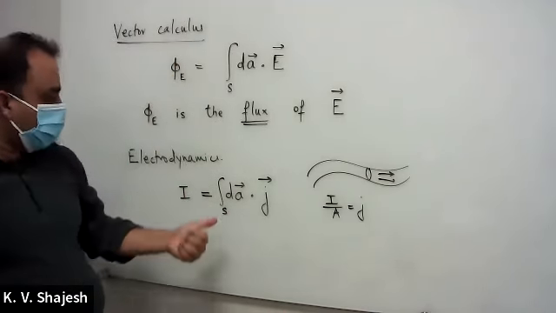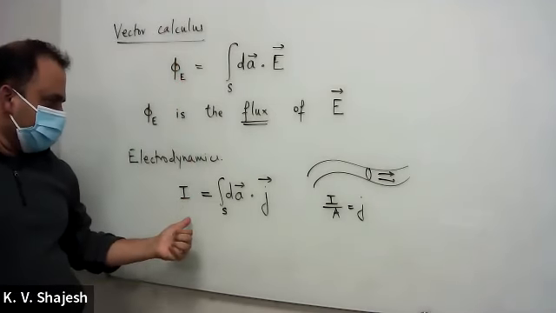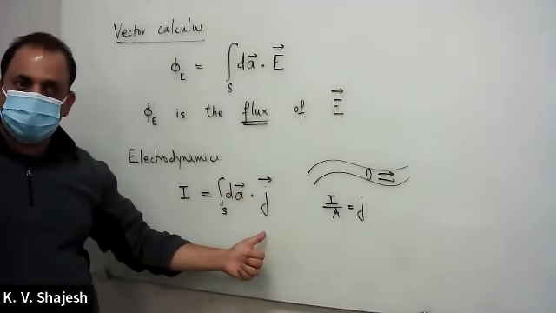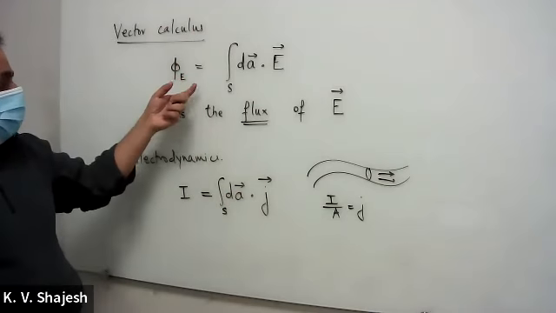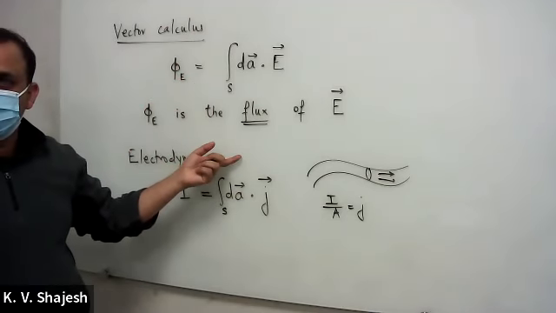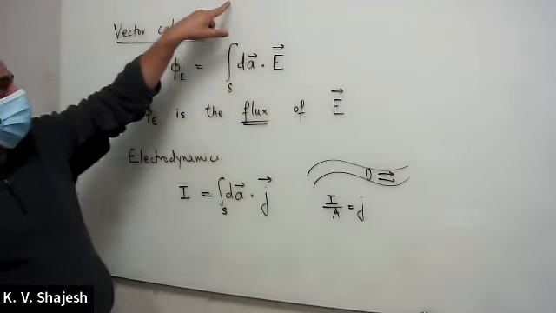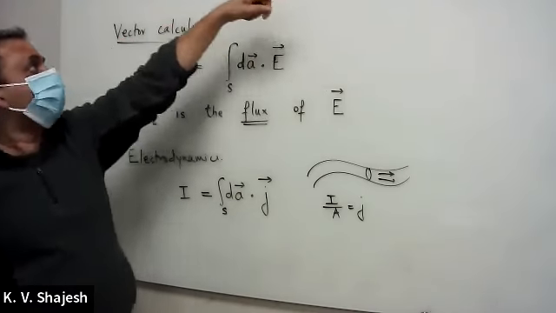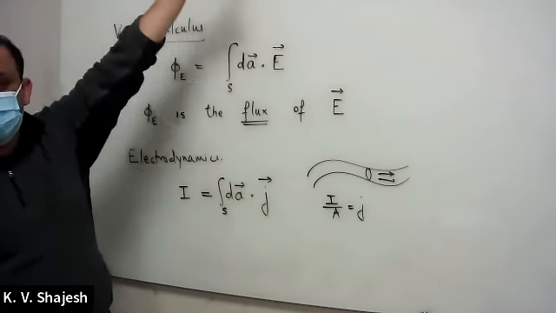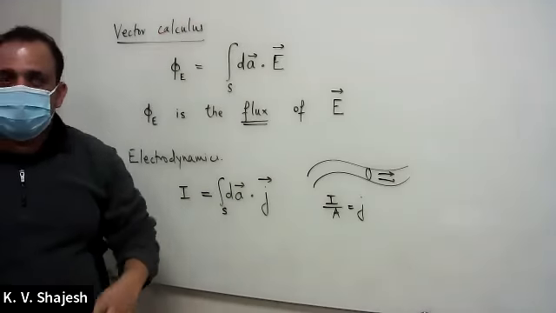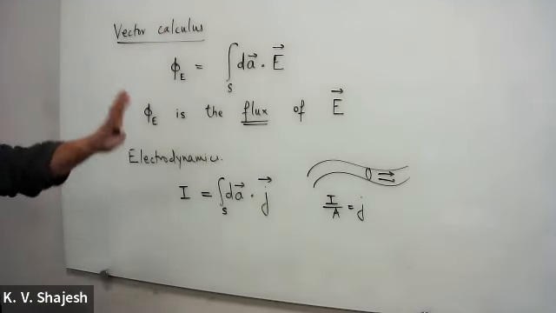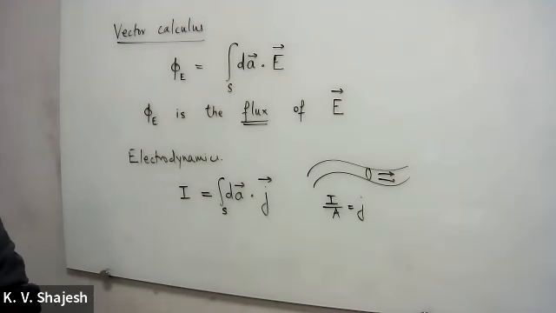One is in the vector calculus sense. Current is the flux of J. Correct statement in the vector calculus context. J is the flux of rho. Correct statement in the fluid dynamics context. I'm not going to change this definition, whatever is there, but be aware of this. There are two different definitions in two different contexts.